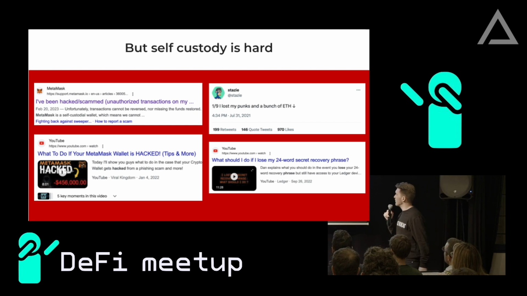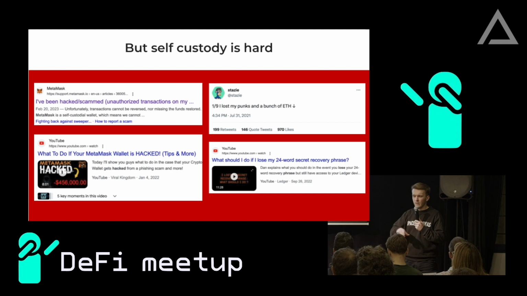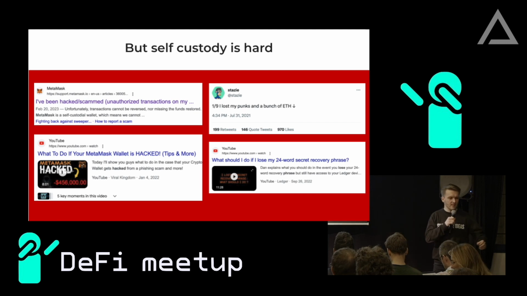This is just saying what I already said. Self-custody is hard. Even crypto people are forgetting their keys, getting scammed. You know, many people just open an app and connect their MetaMask and type the seed phrase there because it's asking them for a seed phrase. And then they're like, why did they steal my money?